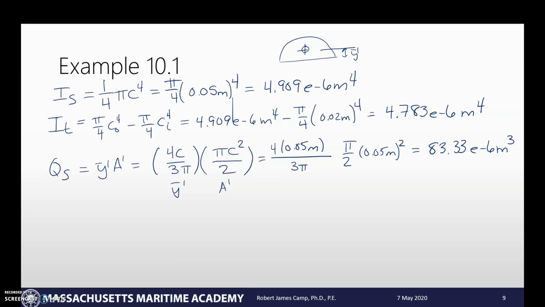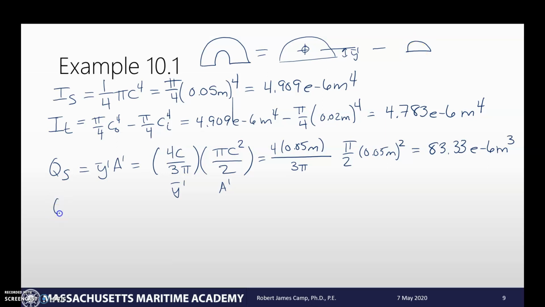Okay, how do we calculate this for the bigger one? Well, this is where we're going to use superposition. So to get this guy here, I'm going to take both my area and my y-bar location, and I'm going to subtract out the little portion to give me this half circle tube.